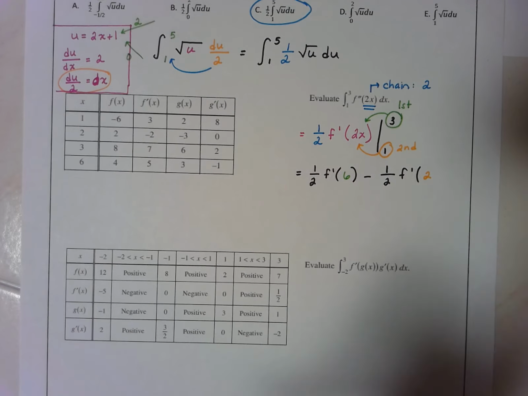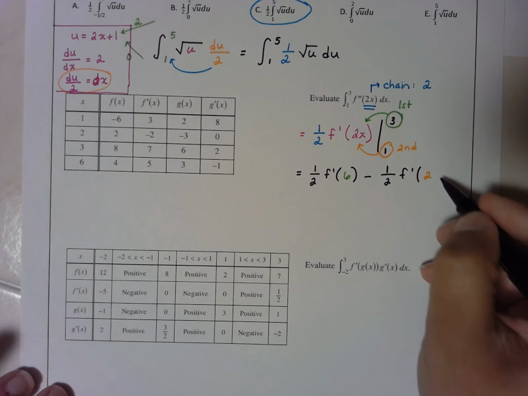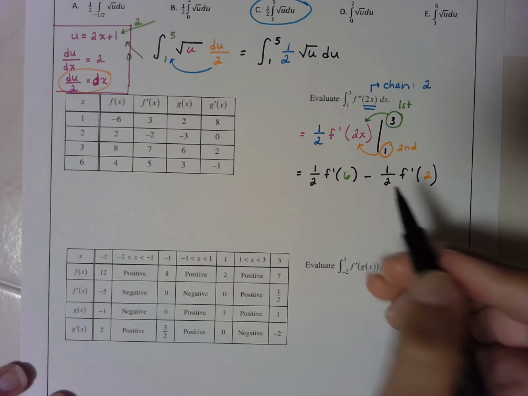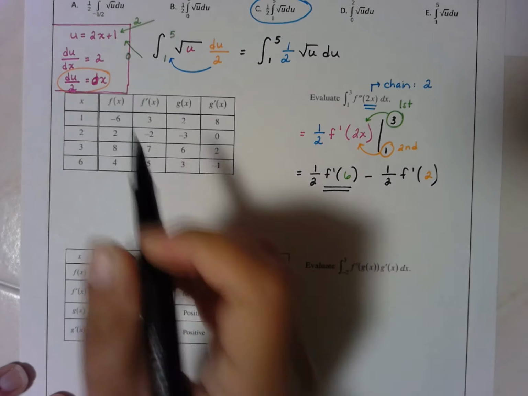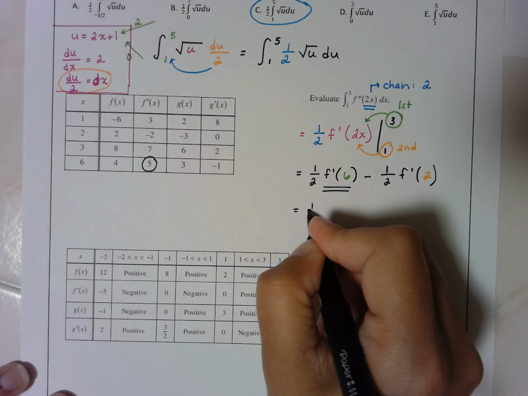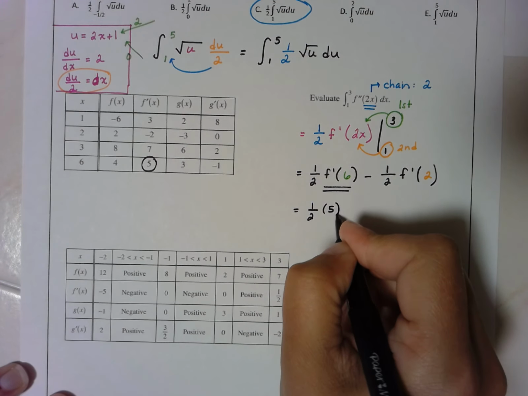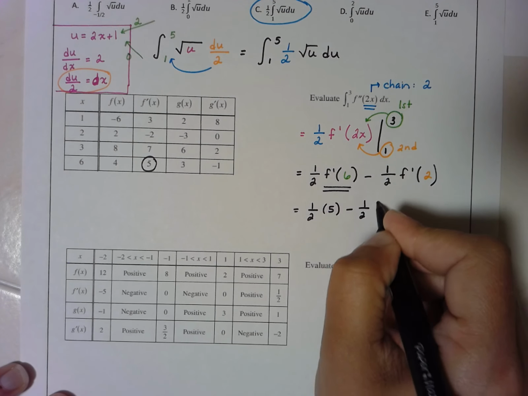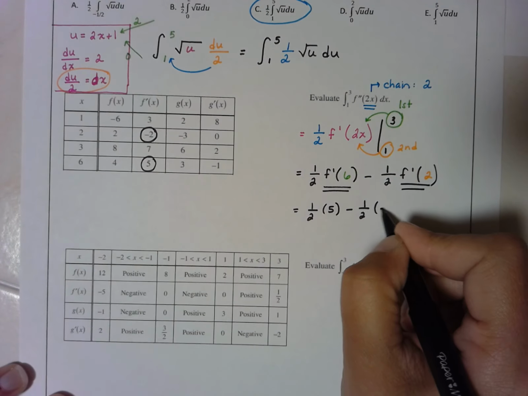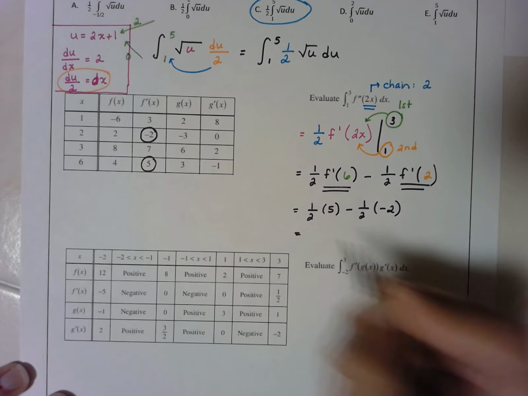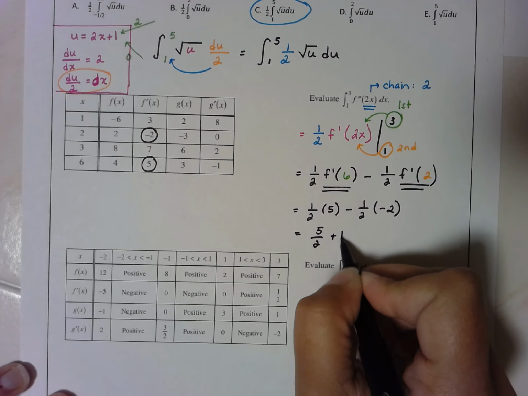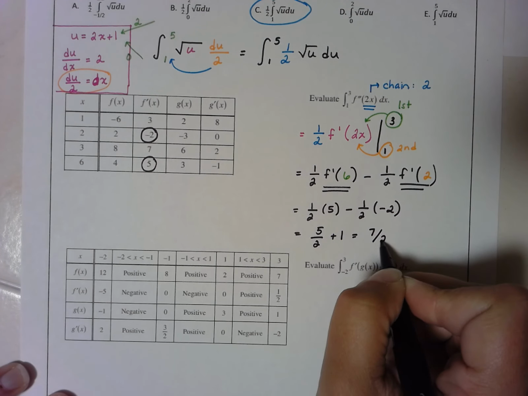I would have 2. And in this problem, the table of values is where I'm going to actually be able to find these answers. So f prime of 6 from the table would be 5, which means I have 1/2 times 5 minus 1/2 times, and f prime of 2 would be -2, which means I would get 5 over 2 plus 1, which is 7 over 2.